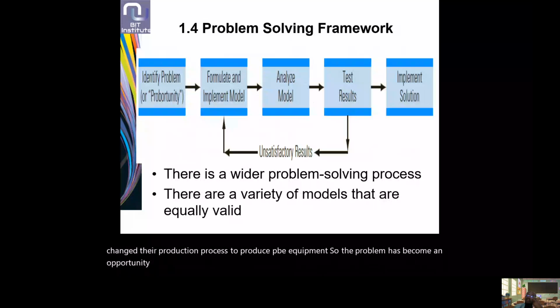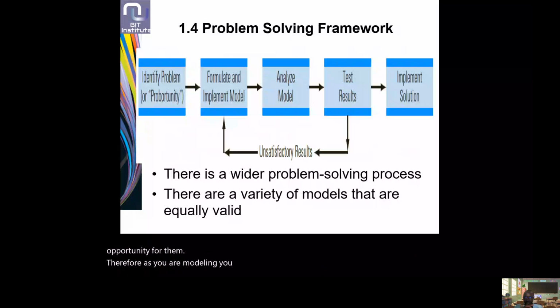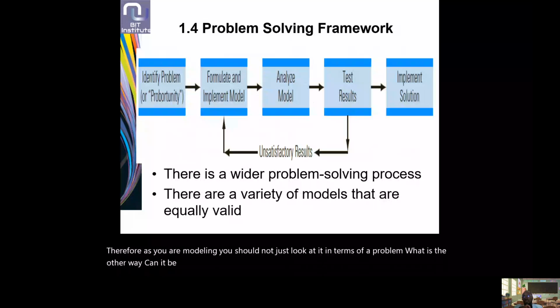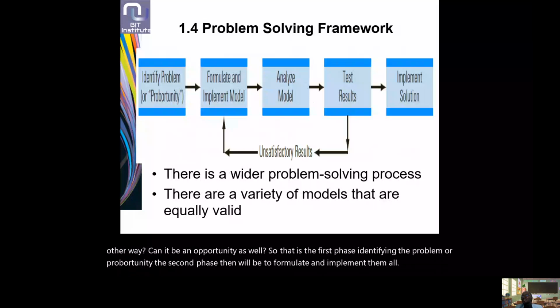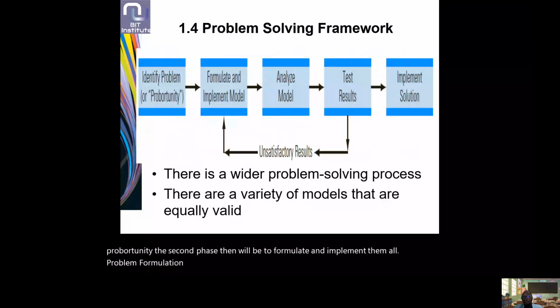Therefore, as you are modeling, you should not just look at it in terms of a problem. What is the other way? Can it be an opportunity as well? So that is the first phase, identifying the problem or opportunity. The second phase then would be to formulate and implement the model. The problem formulation phase is the core of this course.